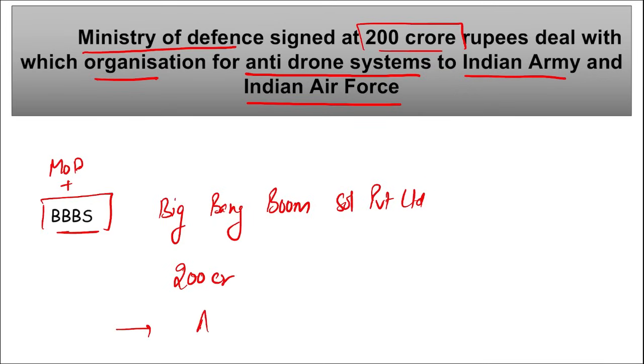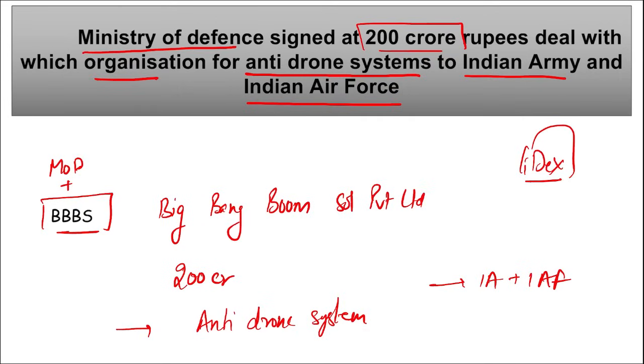What will they be developing? They will be developing an anti-drone system, so that if any hostile drone enters into the Indian territory or any restricted territory, then that drone can be taken down. This anti-drone system will be given to Indian Army and Indian Air Force. And this marks the largest contract signed by Ministry of Defense under the iDEX initiative. What is this iDEX? It is the Innovations for Defense Excellence initiative. And this is considered one of the largest contracts signed by Ministry of Defense.